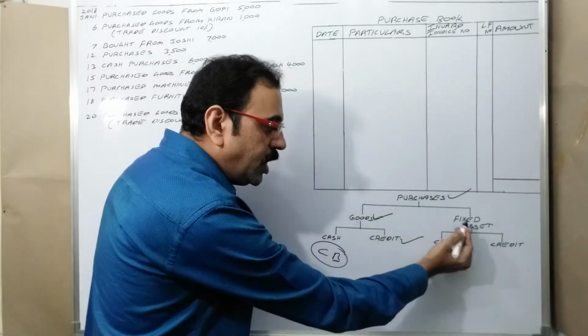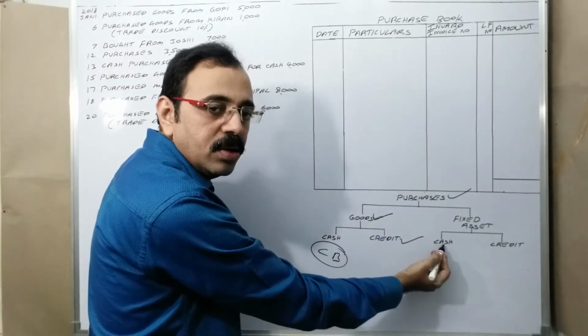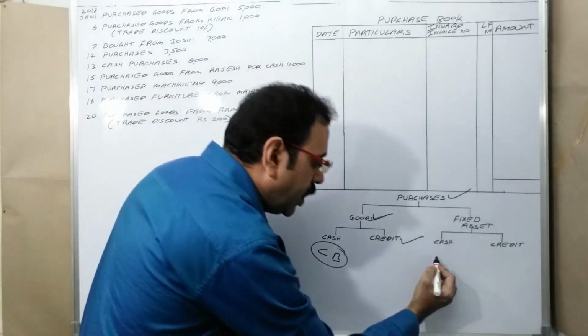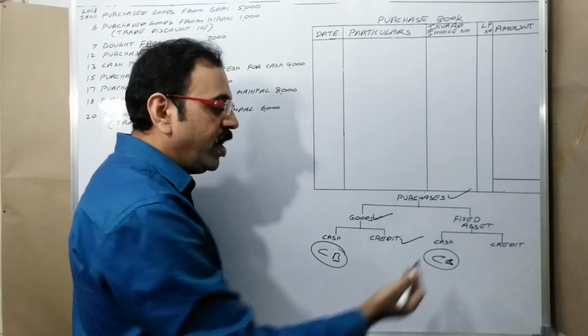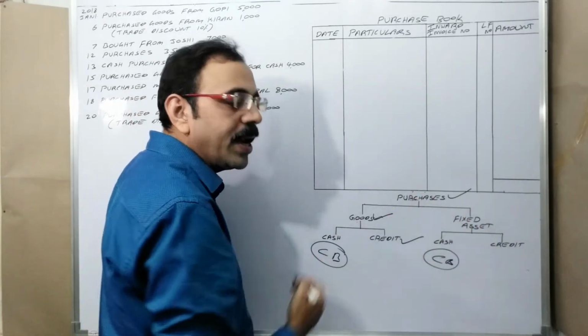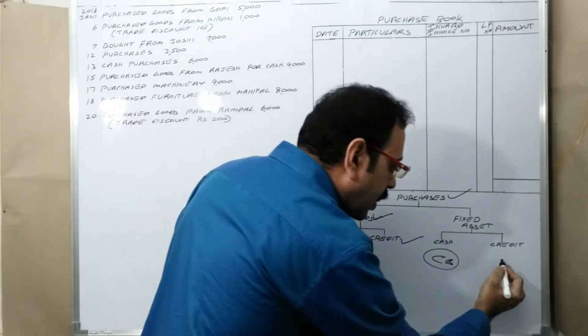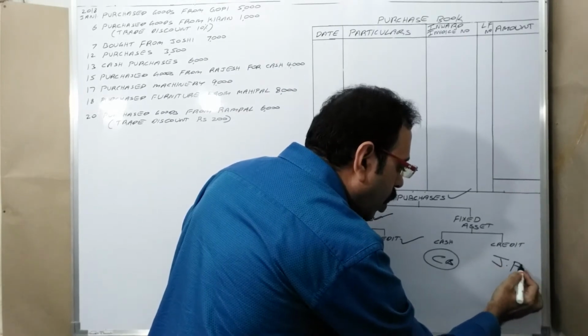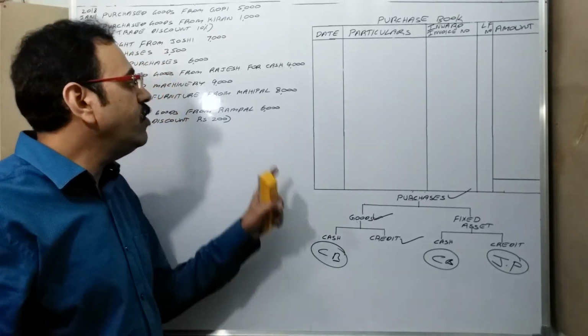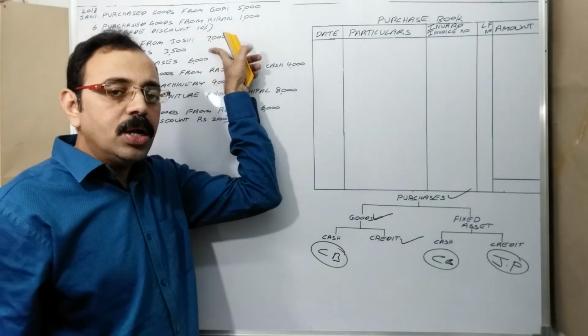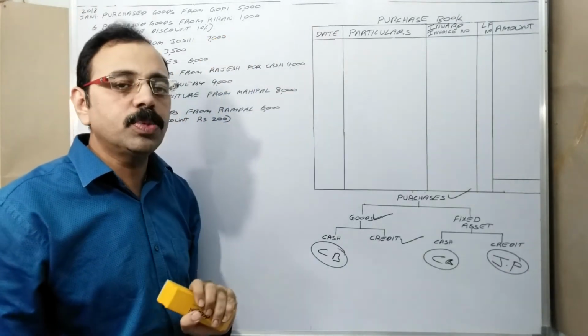Similarly, a fixed asset purchased for cash is also a cash transaction. It goes in which book? Cash book. And when a fixed asset is purchased on credit, we should record that in the journal proper book. Clear? Therefore, whenever you see a transaction, don't blindly write that in the purchase book.